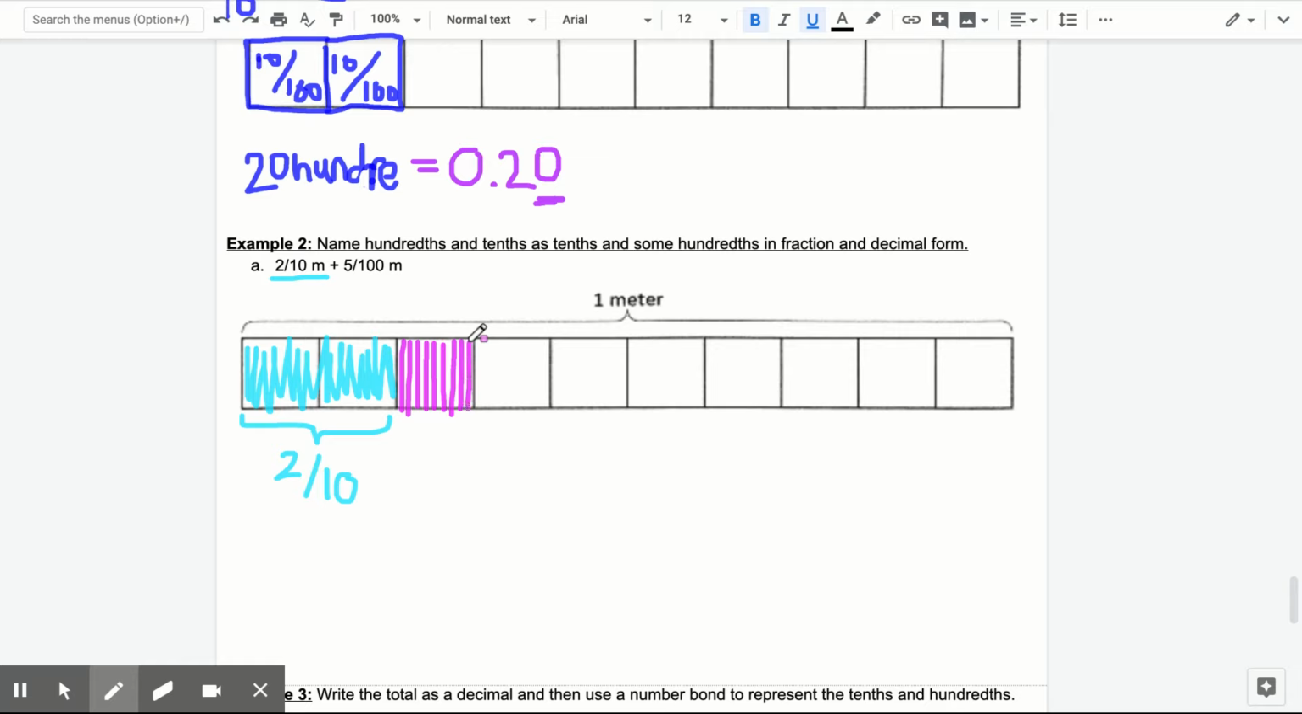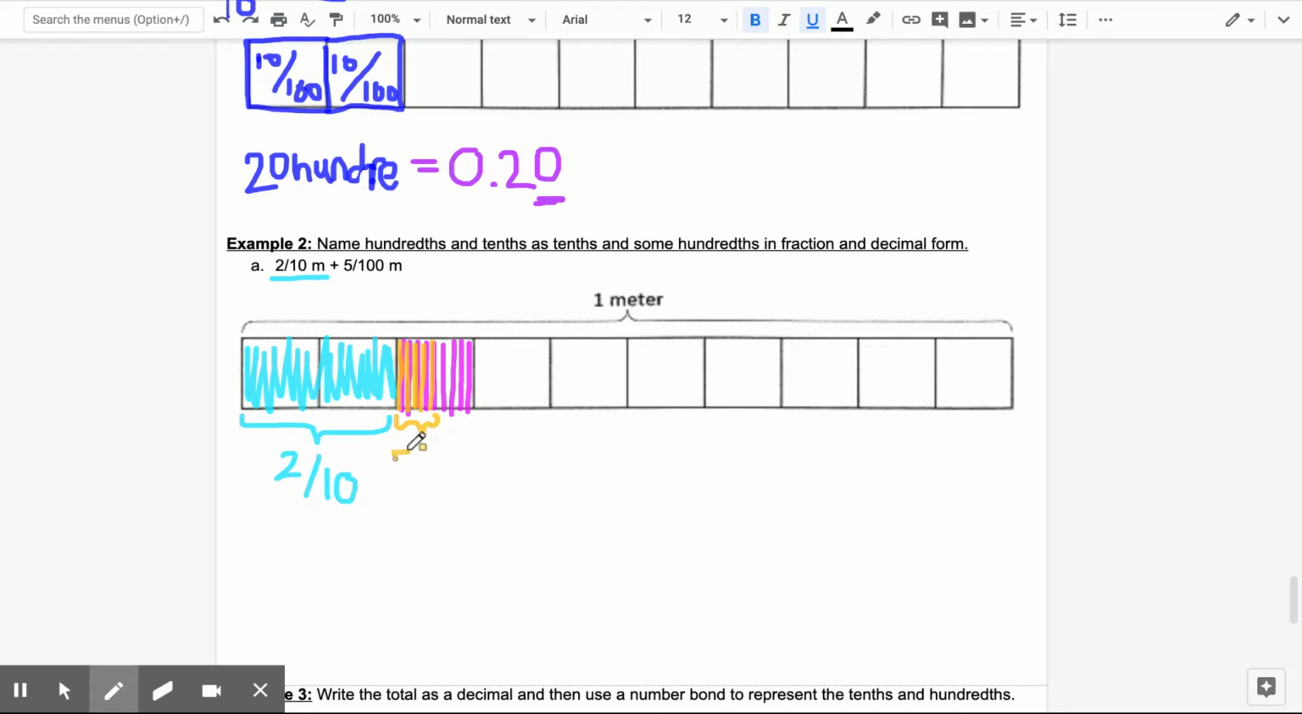This is going to be a lot easier if you have the ability to print out your classwork and homework today, because with a pencil or pen, this is so much simpler to draw out. All right, so I'm going to now color in 5 of these. So I need 1, 2, 3, 4, 5. All right, so now I have 5/100 here.